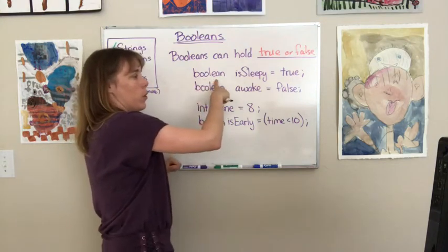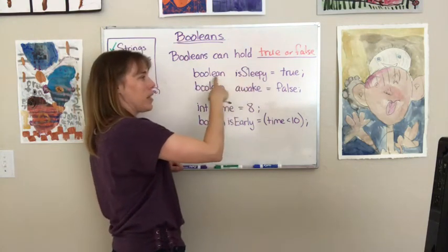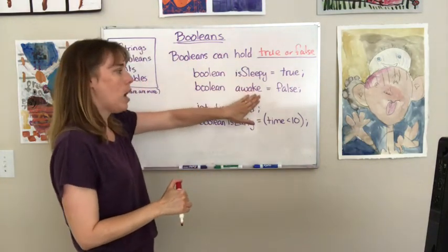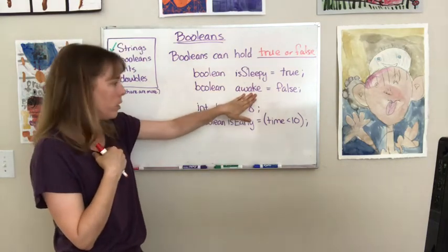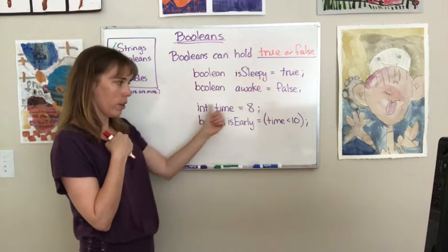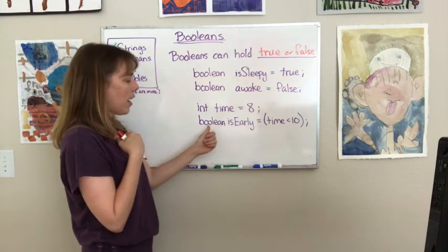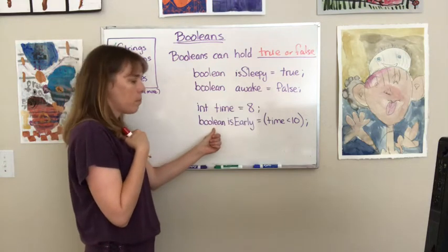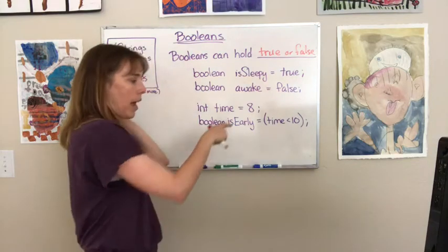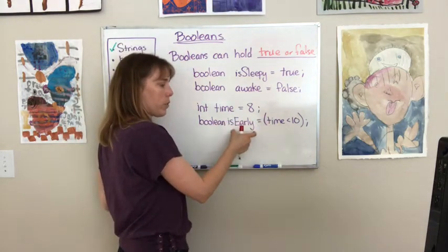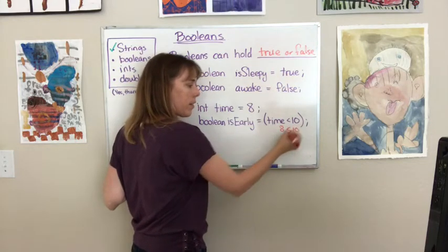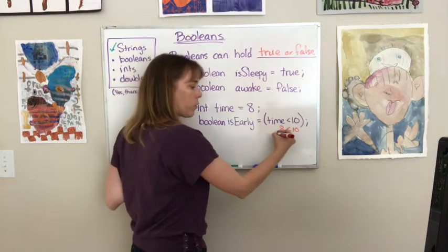All right. You can create a variable named isSleepy. It is a Boolean, and you can set its value to true. So I've initialized isSleepy to true. I initialized awake to be false. I initialized time to be an integer with a value of 8. And I initialized isEarly to be a Boolean that has a value of time less than 10. So the actual starting value of isEarly is, let's see, if you know that 8 is less than 10, that's true, so isEarly equals true.